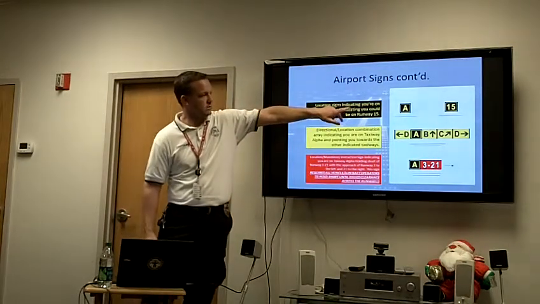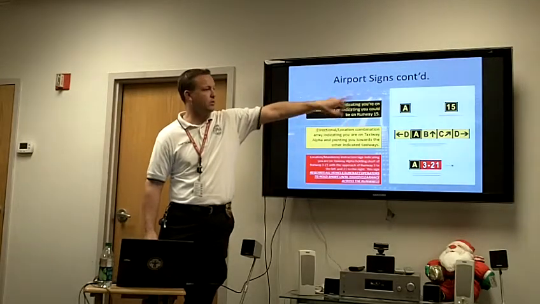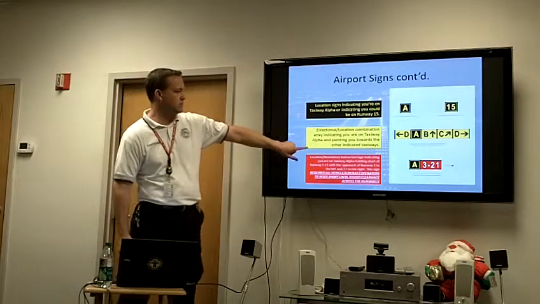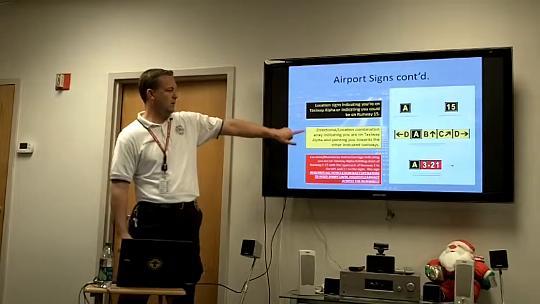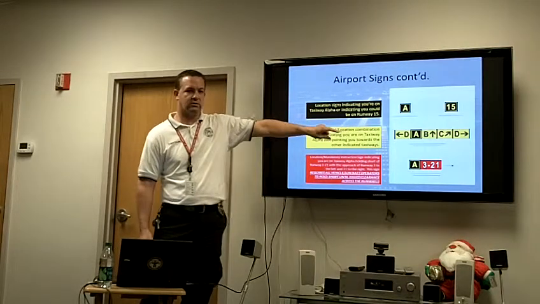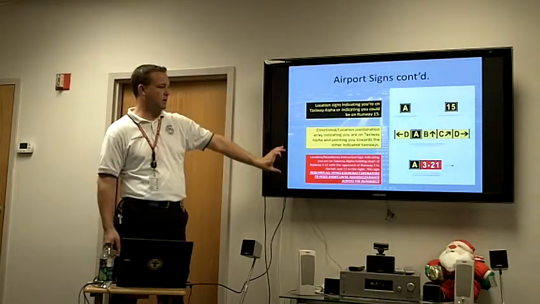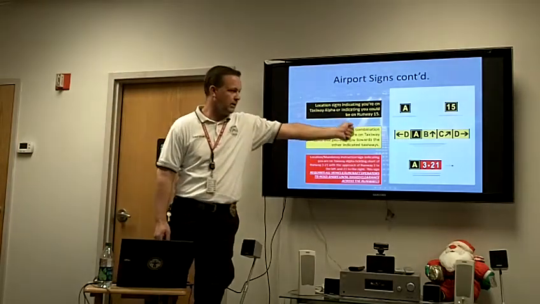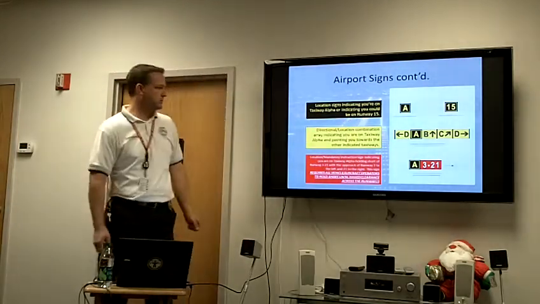This sign's examples: you're on taxiway Alpha, or you're on taxiway runway 15. The directional location combination array. One big array of signs, but once you get the idea of what the signs mean, it's not hard at all. It tells you you're on taxiway Alpha, and you have the other taxiway directions.